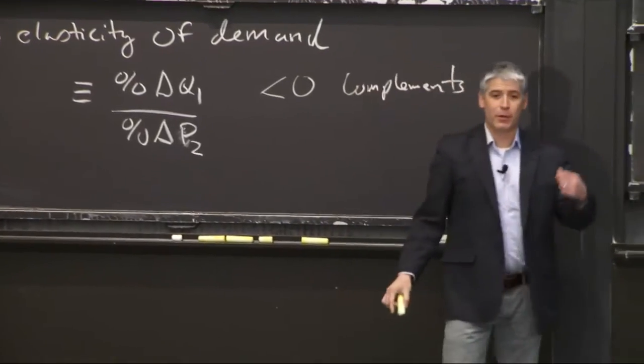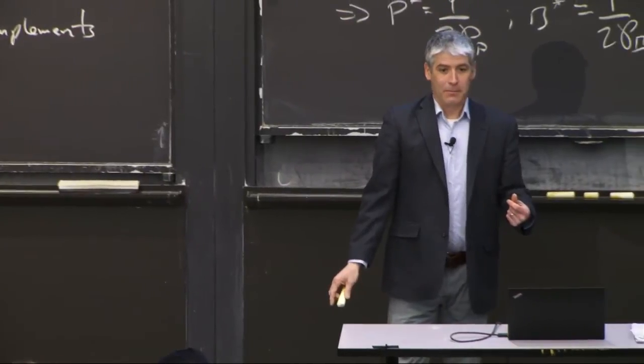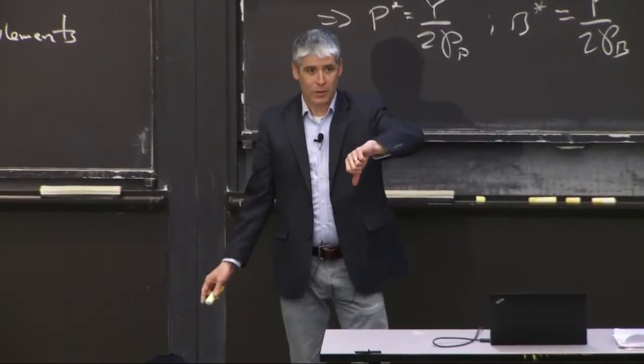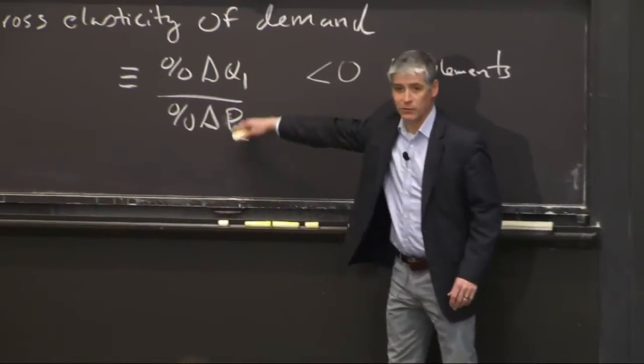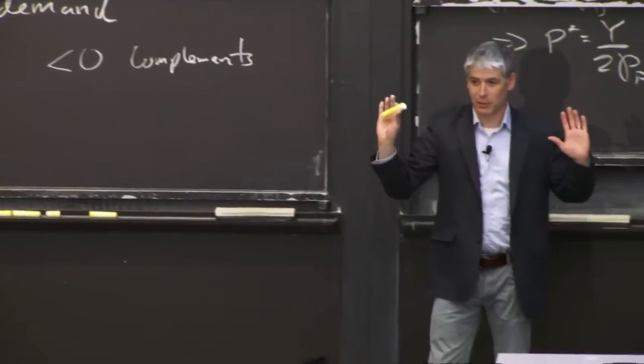If the price of peanut butter goes up, what happens to the demand for jelly? Peanut butter gets more expensive, so the quantity of jelly demanded is going to go down. So one of these is going to be positive, one of these is going to be negative. Those are complements to each other. Peanut butter and jelly go together.